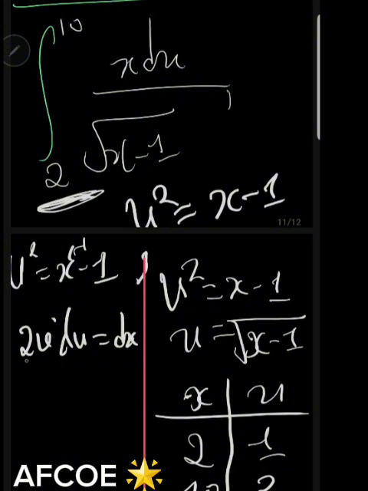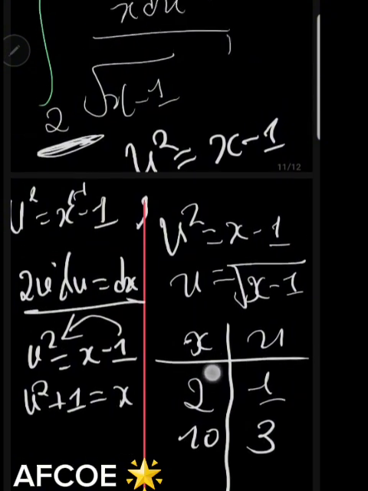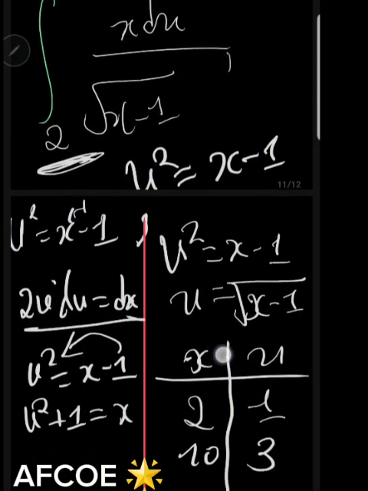Now our dx is simply 2u du. Now what is our x? From here I know that u squared is equal to x minus 1. If I take this one to the other side, it becomes u squared plus 1, since it is crossing the equal sign. So my x is u squared plus 1. So I'll just go ahead and replace everything in our integrand.